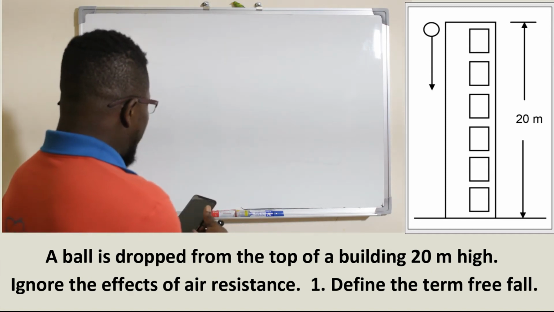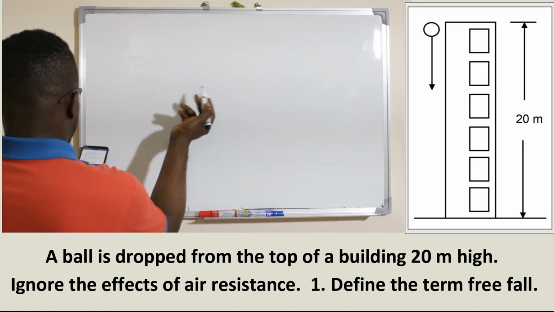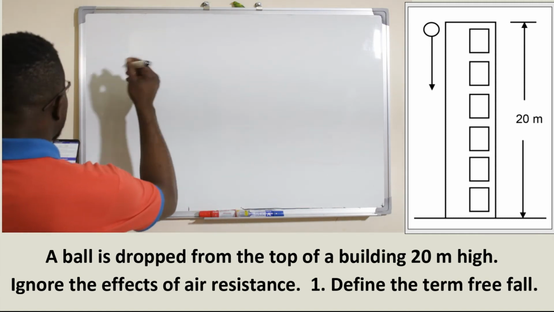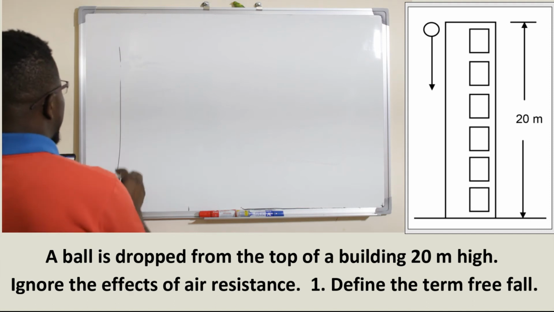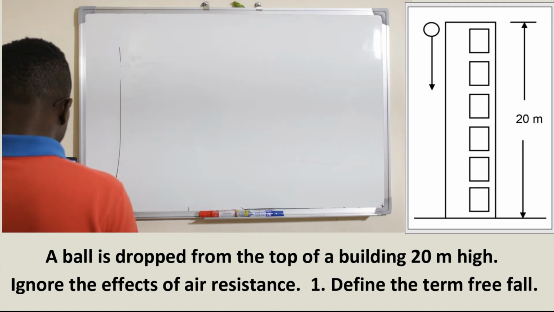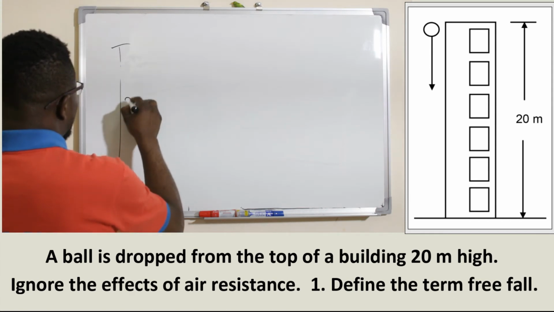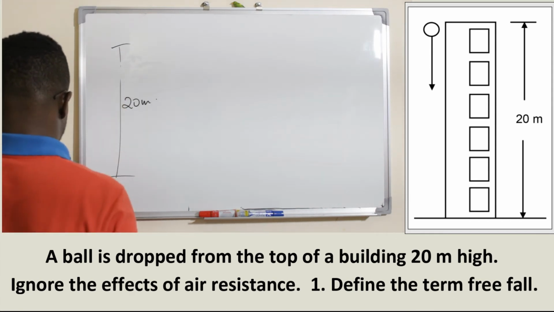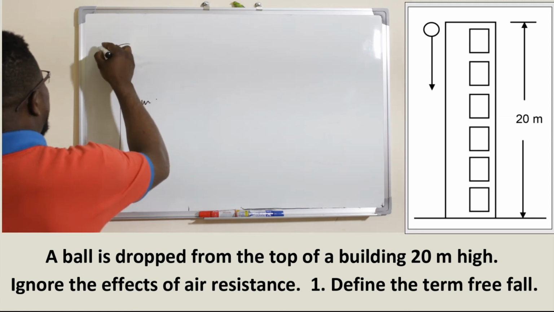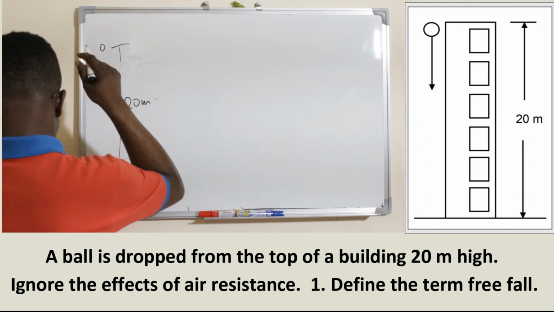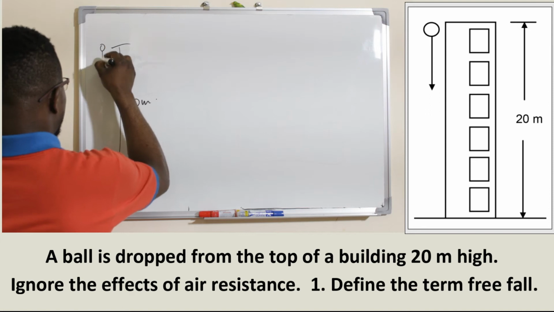So if you look at the problem that we are given, there is a building. Let's take that as this, and the building is of a height of 20 meters. And now a ball is being dropped from here.